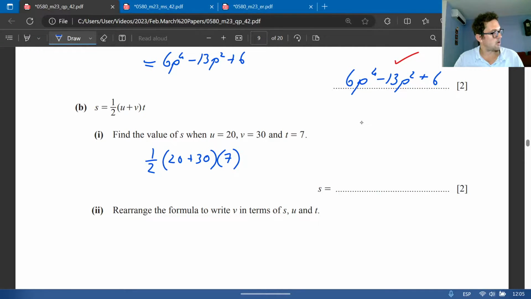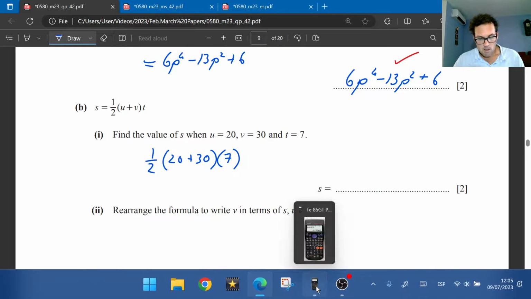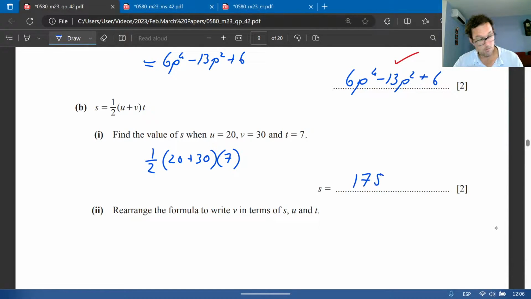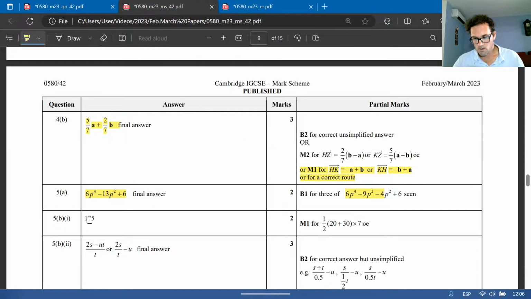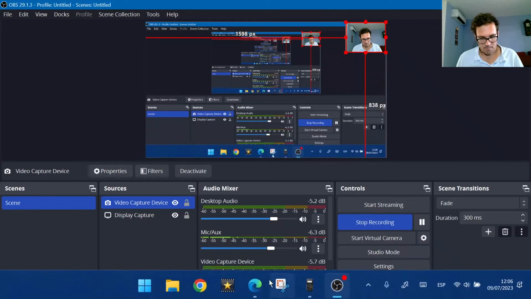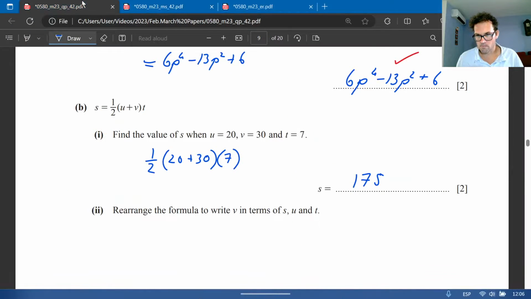Wait, Cheetah, you're not going out now. I'm busy. Okay, so use the calculator anyway. So a half, 20 plus 30, 175. Isn't that what I said? That's what I said, Cheetah. Okay. Just hang on a second. I'm going to let this dog out. So where were we?